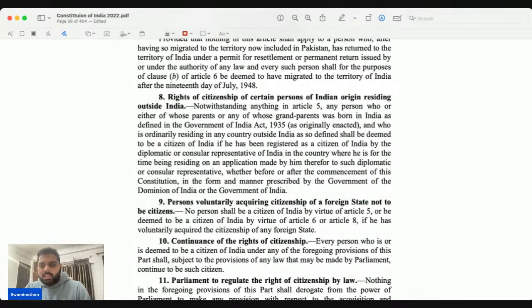Now we have Article 8. Article 8 gives the citizenship for persons of Indian origin. Now this will apply to those persons who belonged to India. Their parents or grandparents were born in India. The particular person was not born in India. Either of their parents were born in India, or their grandparents were born in India. But now they are living abroad, and now after India is getting independence, they want to become citizens, so they will be deemed persons of Indian origin. They will be deemed as persons of Indian origin, and Article 8 is there to grant the citizenship.